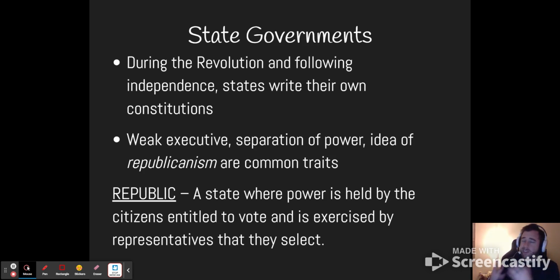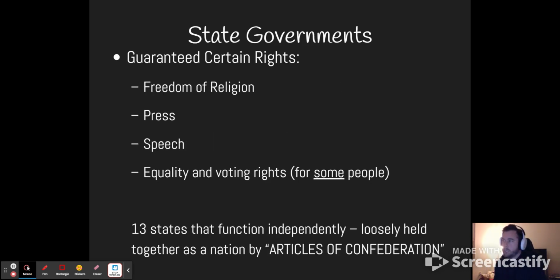I really want you guys to understand this term, because if you say the pledge every day, you're saying this word republic every day. And it just boggles my mind that people would say something every day and not even know what the word means. So, and to the republic for which it stands, now you have an idea of what a republic is.